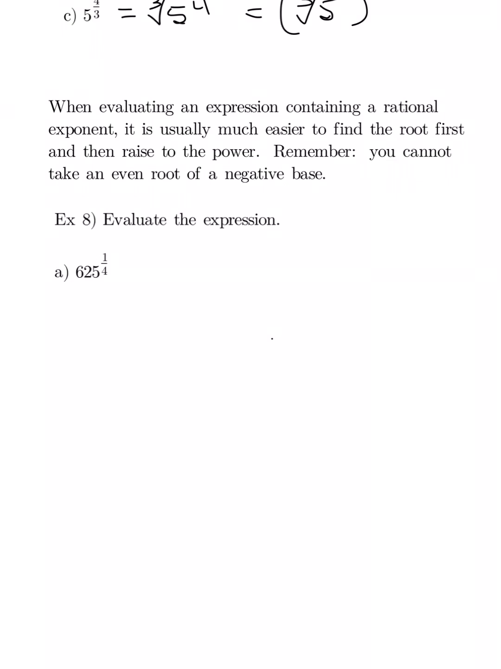Remember that the denominator tells us that we are doing a 4th root of 625. The numerator tells us the power is 1. The 4th root of 625 is 5 to the 1st, which is just 5.